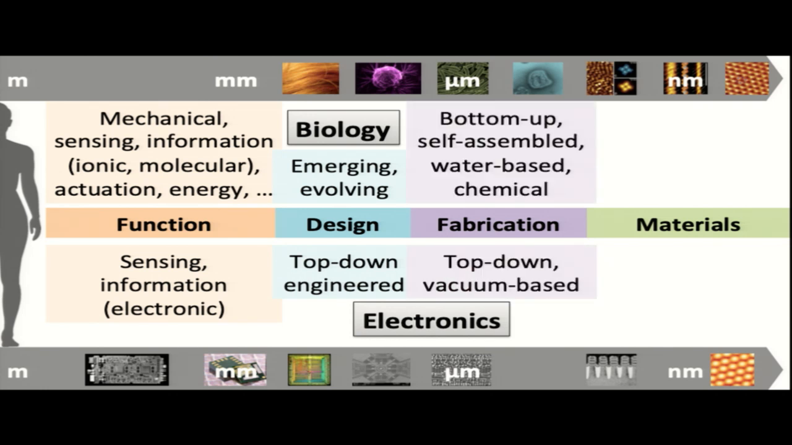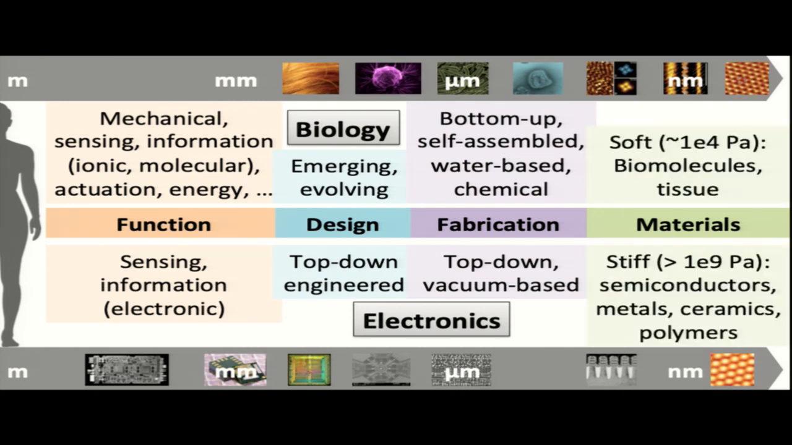Fabrication of synthesis, electronics. We're going to take a silicon wafer, put it in a machine, make a vacuum, deposit a layer, use photolithography to make small structures: top-down vacuum-based processing, dry processing. Life is a bottom-up self-assembly of water-based biochemical molecules. Very different way of making things.